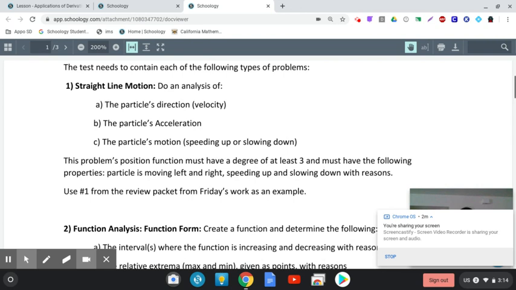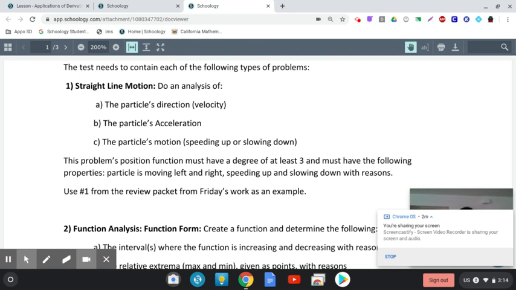Your first problem should be a straight line motion problem. If you go back a couple of weeks, it was the end of the second week of remote learning, right before spring break, we were talking about the particle's direction, which is the velocity of the graph, the particle's acceleration, and the motion, whether it's speeding up or slowing down. If you go back and look at the lessons we did, Khan Academy has a couple of resources you can look at to refresh yourself on how to do it.